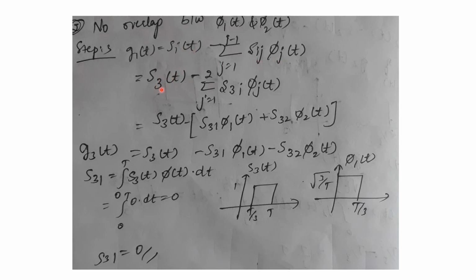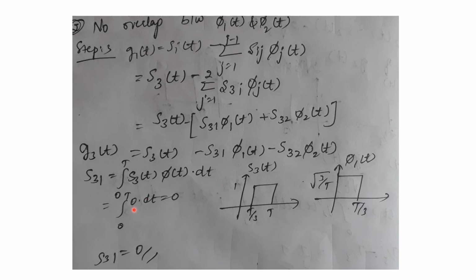g3 of t will become s3 of t minus the summation of j equals 1 to 2 of s3j phi j of t, which is s3 of t minus s31 phi 1 of t plus s32 phi 2 of t. So g3 of t is equal to s3 of t minus s31 phi 1 of t minus s32 phi 2 of t. We have to find s31, the integration of 0 to T of s3 of t into phi 1 of t dt.